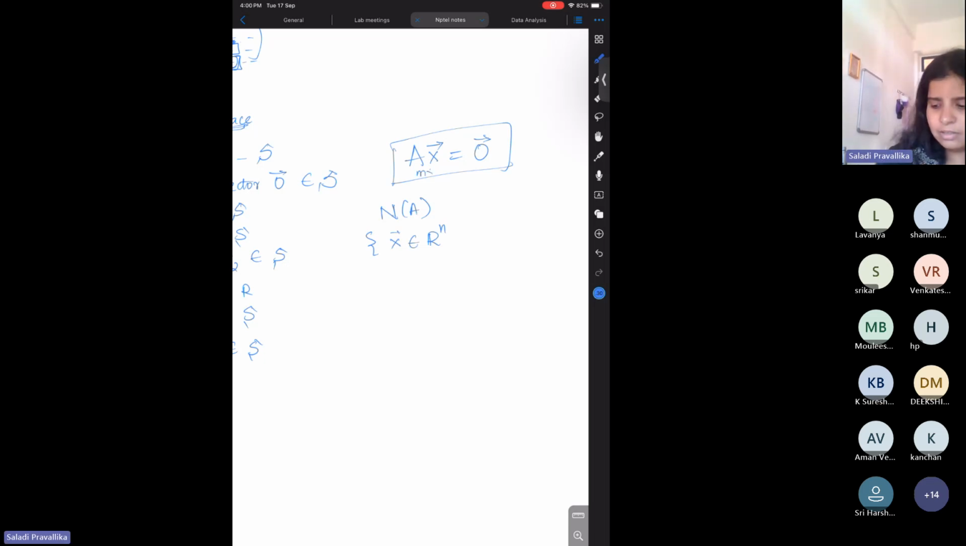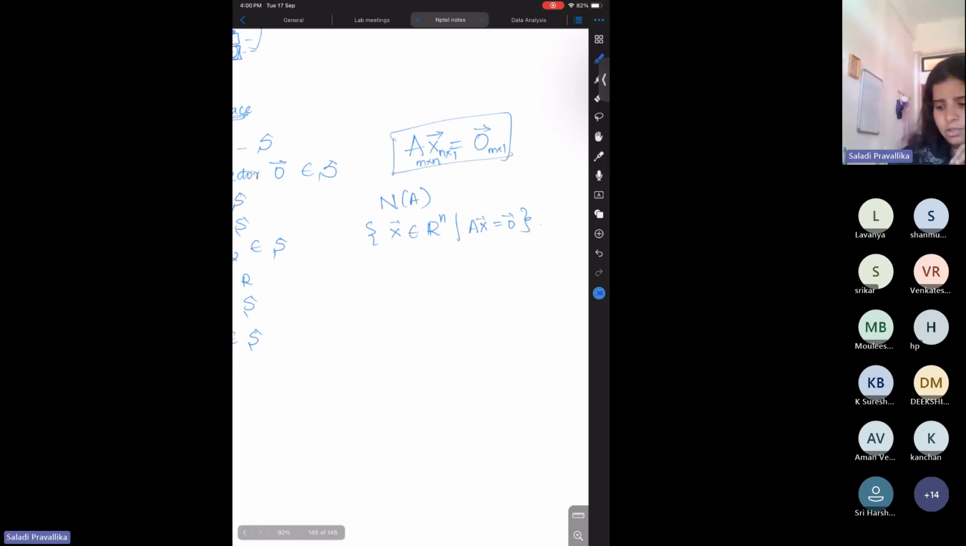So if A is m cross n, then X is going to be n cross 1, and this is going to be m cross 1, right? So if X belongs to R of n, such that A of X is equal to 0. Okay, so this is how it should work.